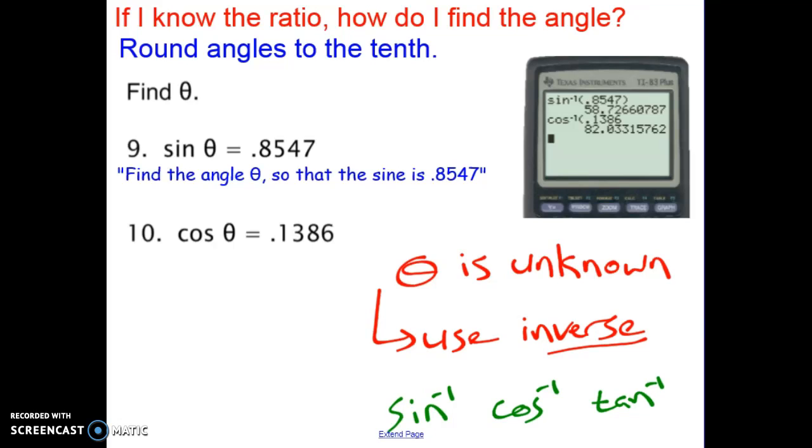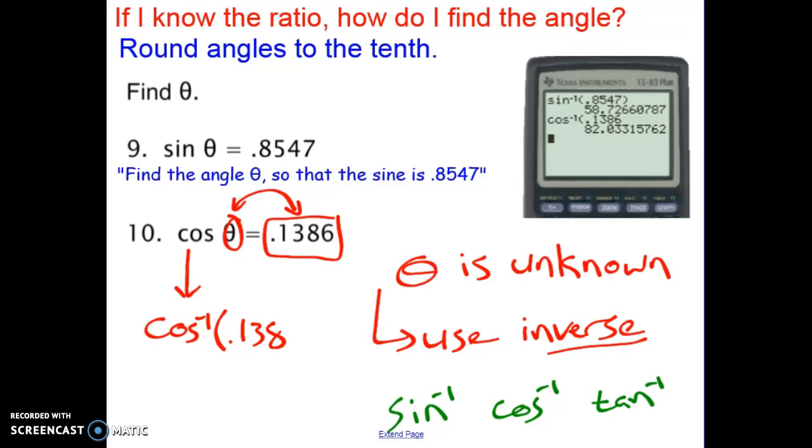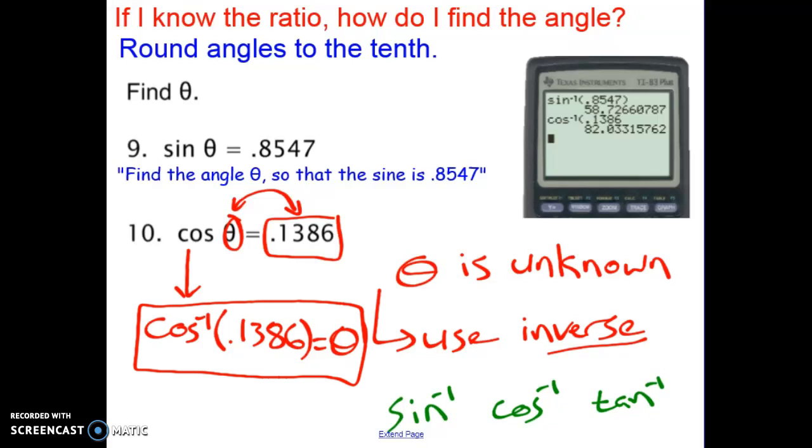So for this one, I'll go ahead and walk through the cosine. Right now, we have no idea what the theta is, but they tell us that it should equal 0.1386. So what I can do is actually flip these two. I can flip-flop their position. But in doing so, cosine will now be the inverse. So the inverse cosine of 0.1386 will equal theta. This is now in a format that can go straight into my calculator.